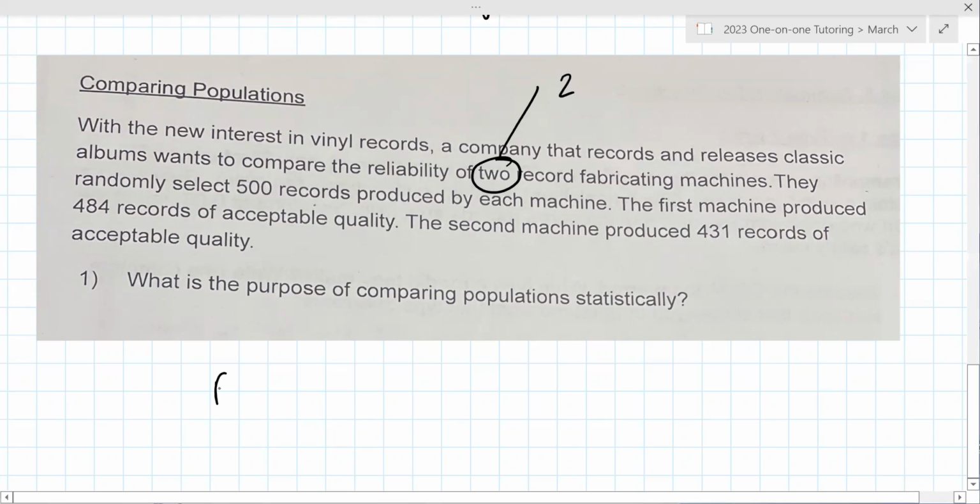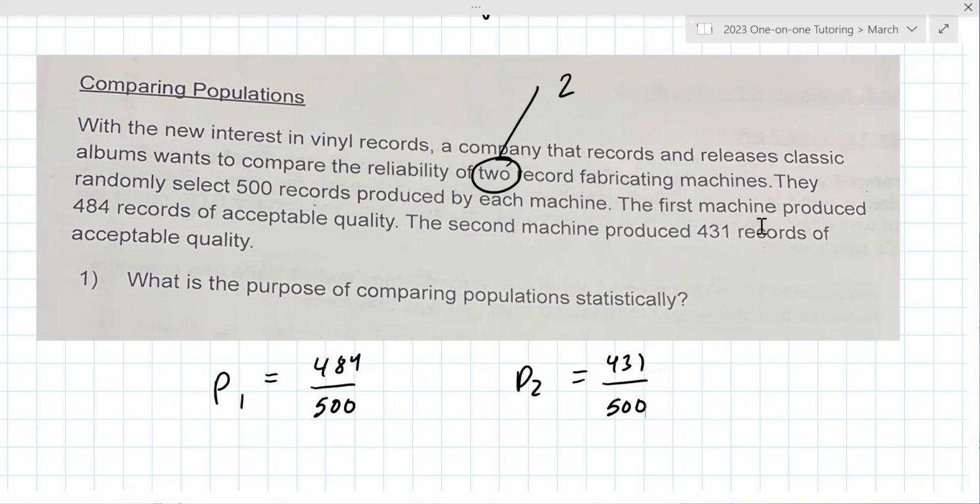So it's kind of like this. And I usually use P1 instead of PA. P1 is 484 out of 500. P2 is 431 out of 500. Now that's not the answer to 1, but that's what you want to glean or take from this information. You got to be able to pull that out of what's going on in this question.